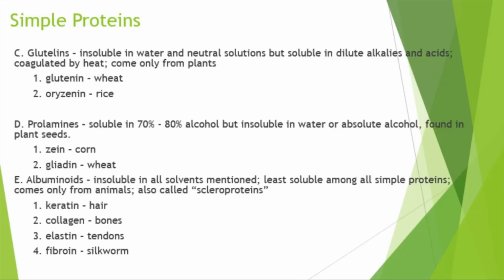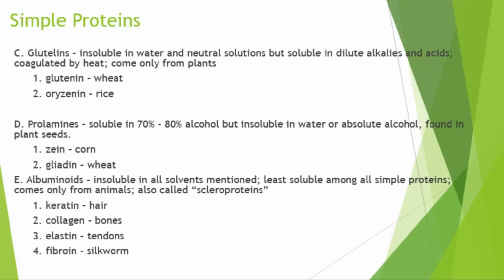Next, we have your glutelins. These are insoluble in water in neutral solutions, but soluble in dilute alkalis and acids. Also, they are coagulated by heat and only come from plants. Examples: glutenin from wheat and oryzenin from rice. Next, we have your prolamins, soluble in 70% to 80% alcohol, but insoluble in water or absolute alcohol. It is found in plant seeds. Examples are zein, which is from corn, and gliadin from wheat.